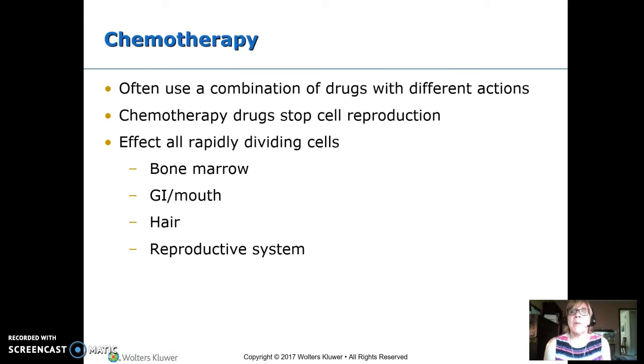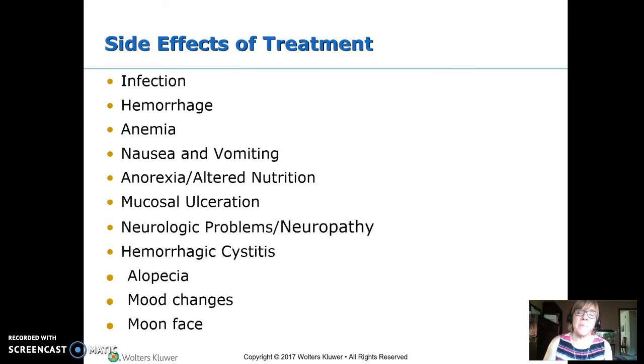So what is chemotherapy? Well, this is the drugs that we give to treat cancers. Usually we use a combination so that we're trying to kill those cancer cells from a couple of different actions. The cancer drugs, the chemotherapy, stops those cancer cells from reproducing. And if you remember, cancer reproduces rapidly. So chemotherapy kills all rapidly reproducing cells. So it kills the cancer cells, but it also kills the bone marrow, the lining of the GI system, especially the mouth, the hair, and the reproductive system.